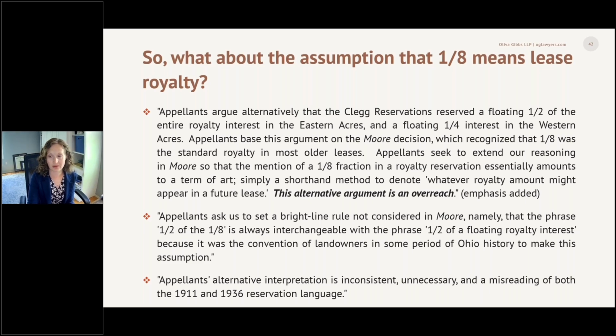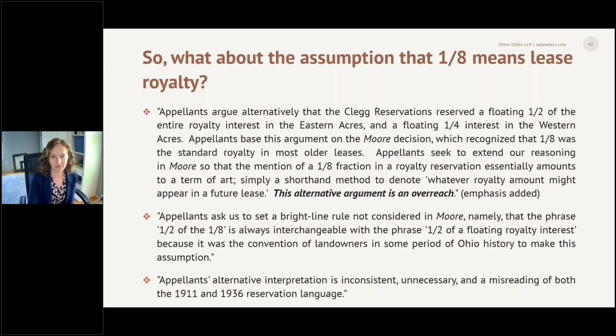The court also cites other cases that deal with leases that have a 1/16th royalty or something else that's non-standard. So the court will assume a 1/8 royalty when doing so harmonizes language in the deed, but it will not go so far as to create a presumption that a 1/8 means lease royalty in every instance.